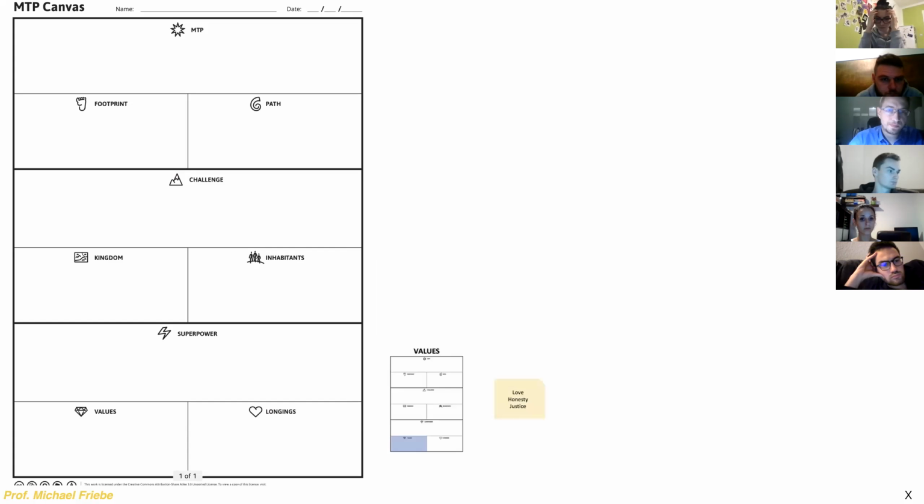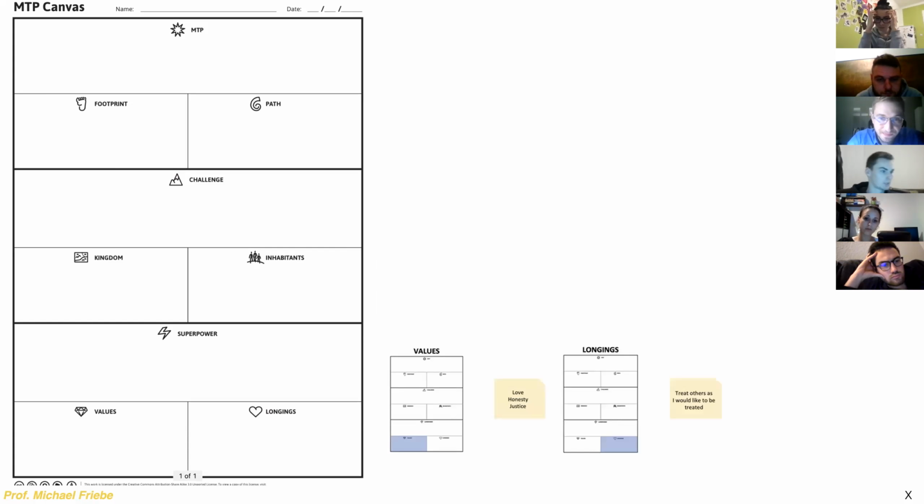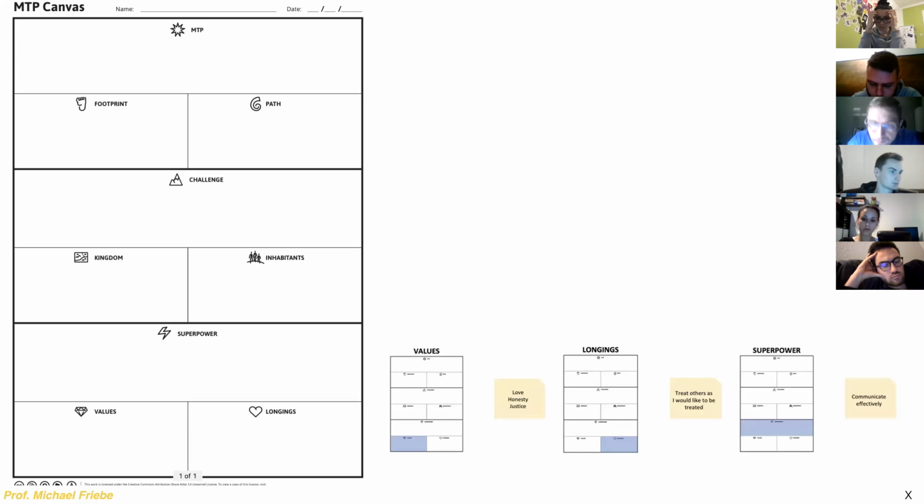So in my case, I say my values are love, honesty, justice. I don't think I did it for me. This is not for me, this is for something else. So you could put down whatever you want your values to be. Whatever your longings are, in this case, I would put down treat others as I would like to be treated.